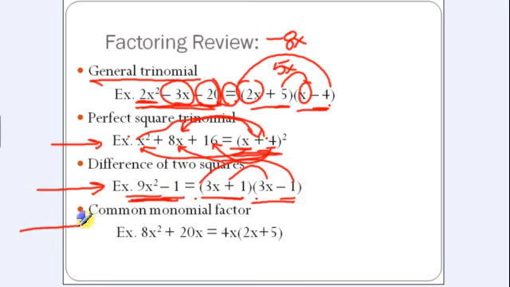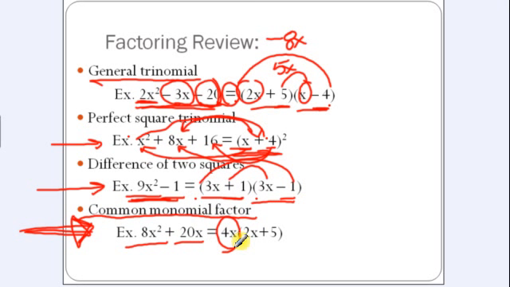Where I want to start anytime I factor is actually right here. Always look first if there's any common monomial factor to factor out. In this example, looking at my terms, 8x squared and 20x, I would see they both have a common factor of 4 and they have a common factor of x. So I can factor out 4x from both terms.